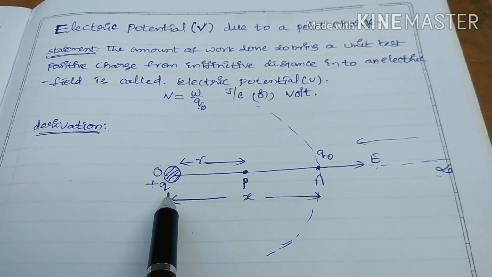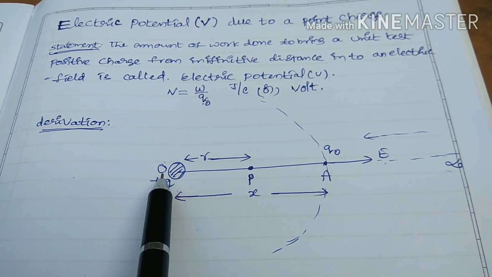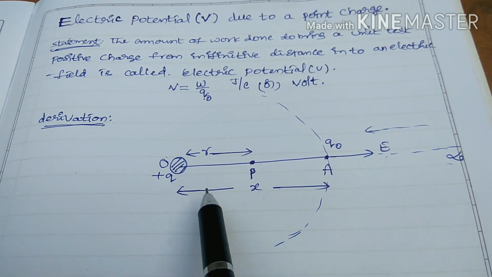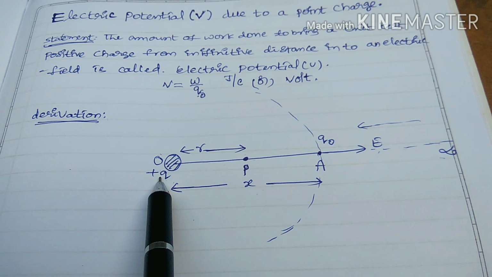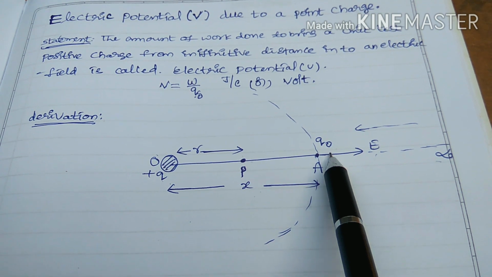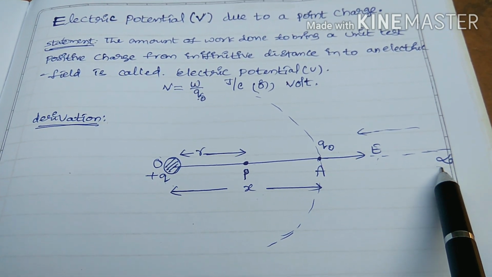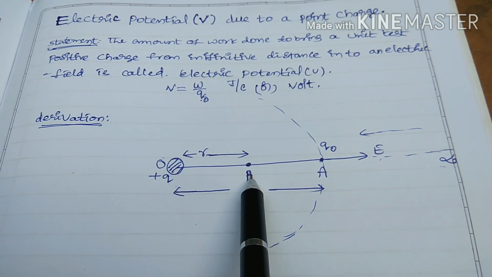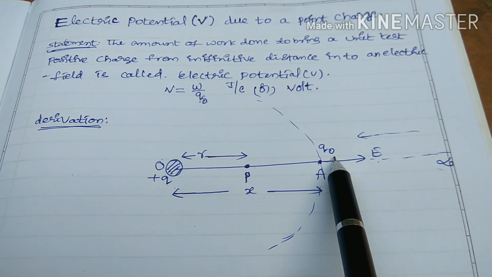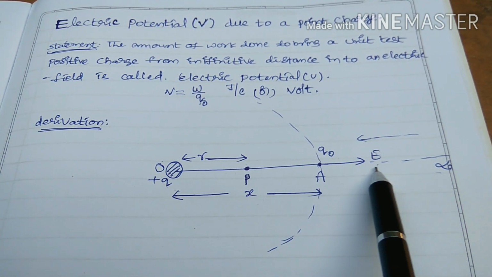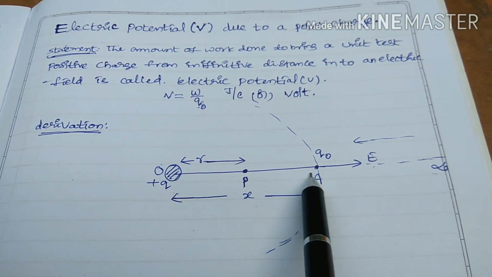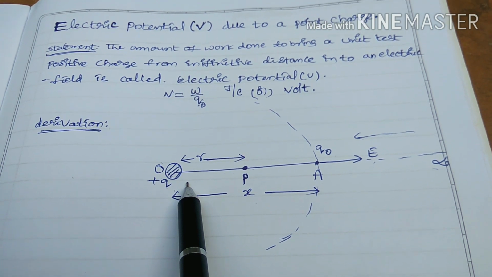At first, plus Q is the positive charge which is located at point O, and point A is separated by a distance x from the point O. Now our aim is to bring the unit positive charge, which is Q naught, from infinite distance into an electric field. So here the electric field point is P, to which we have to bring the unit charge Q naught from infinity, and then we reach the point A. So this is the field of the point charge plus Q.